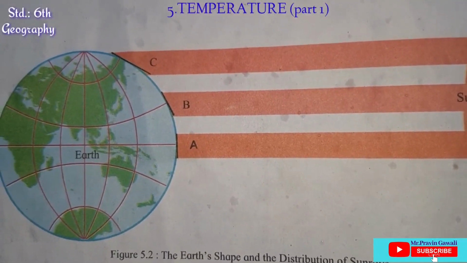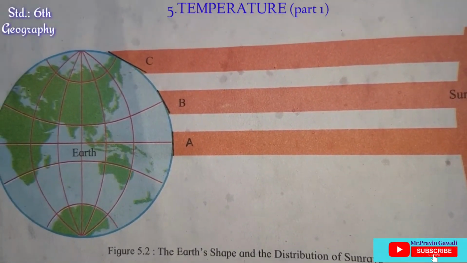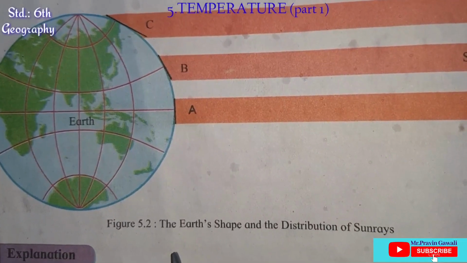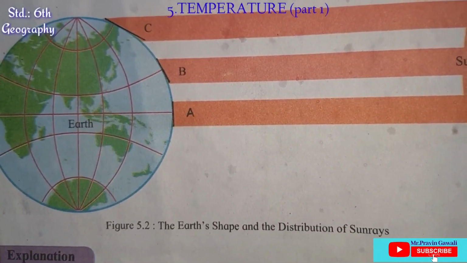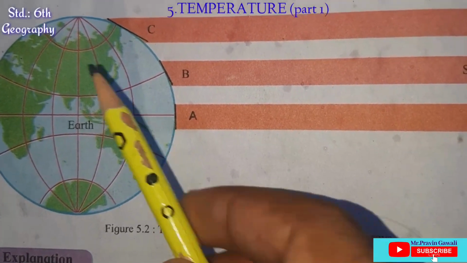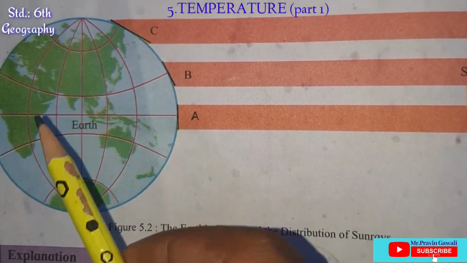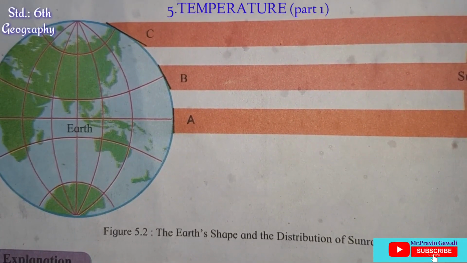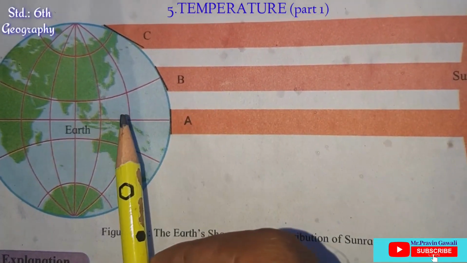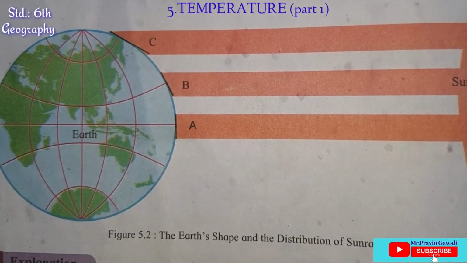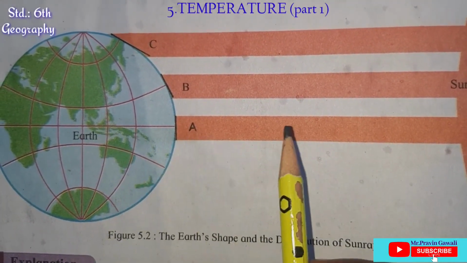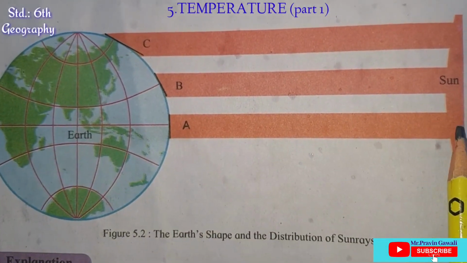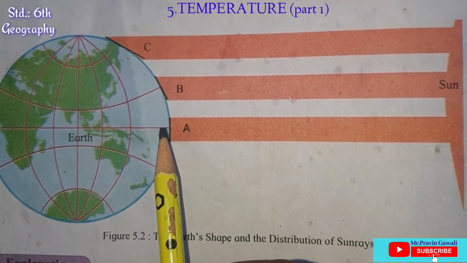Students, now we are going to study figure number 5.2 given on page number 24. Here we are going to understand the earth's shape and the distribution of sun rays. So here we can see the earth is given. As we know, the shape of the earth is spherical. And see, on this side the sun is given. Suppose this is the sun and the sun rays are falling on the surface of the earth. Then let's see, here sun rays are given in different ways, A, B, C. The sun ray A is falling on the center of the earth.